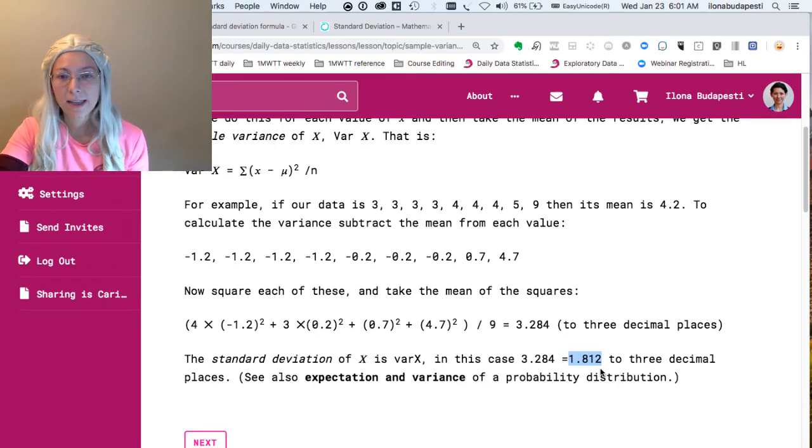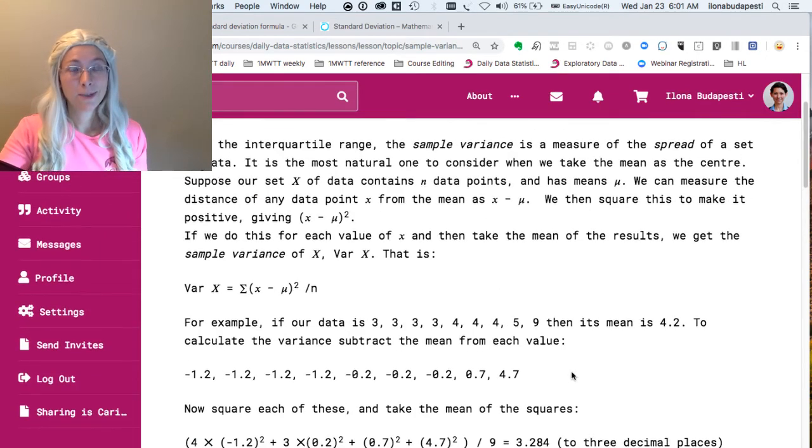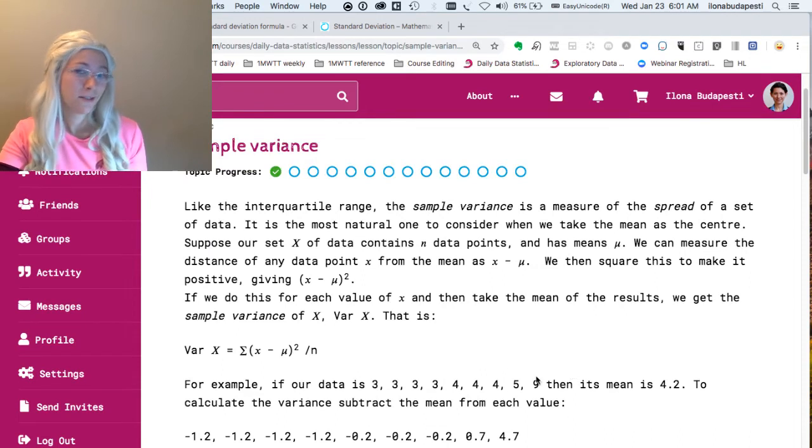You can also look at the expectation and variance of a probability distribution. So now you see we actually are getting into the meat of things, and this will be supremely useful.